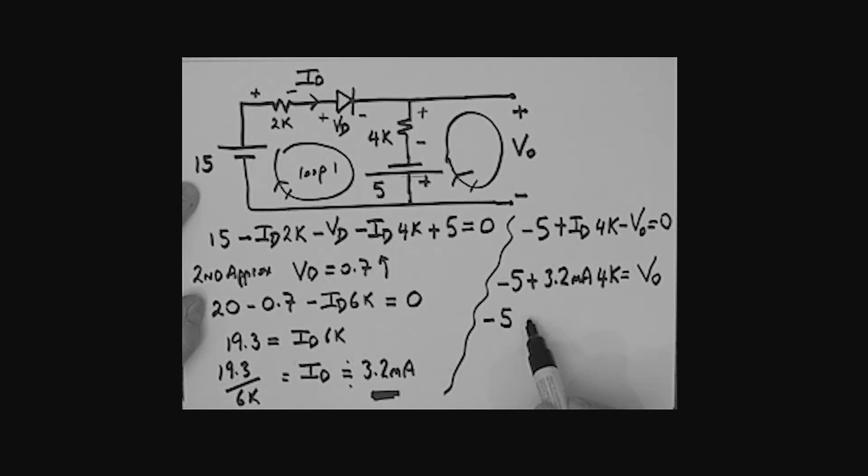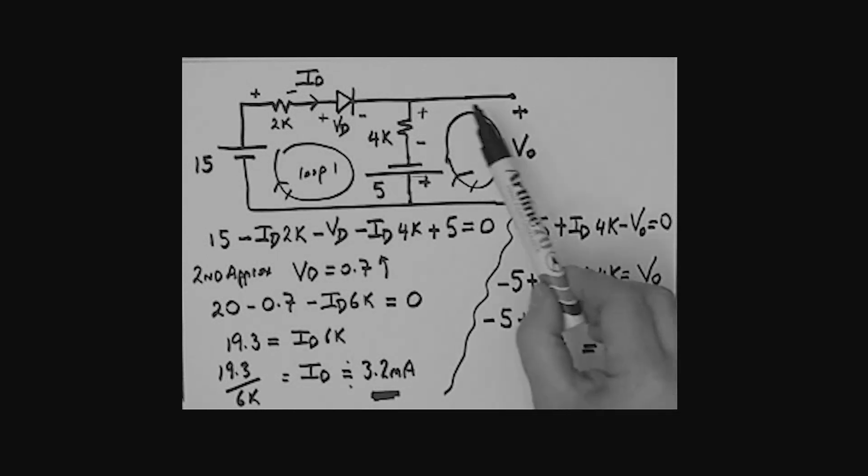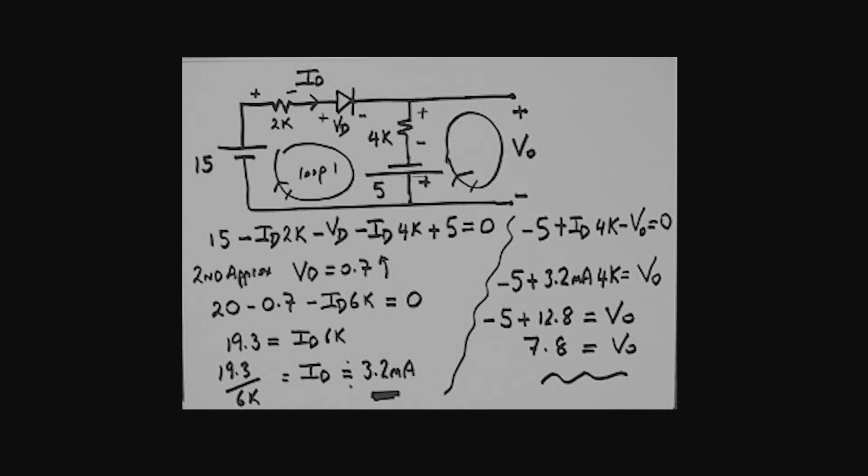If we work out this little bit here, we have minus 5 plus 3.2 milliamps times 4K. That's about 12.8 volts. Then performing the last bit over here, VO is equal to 7.8 volts. So a relatively simple problem, a bit more involved than the previous two, required us just to take a loop. And then we decided, why don't we take a loop here? We don't really have to think about the problem too much by taking another loop over here to determine that VO.